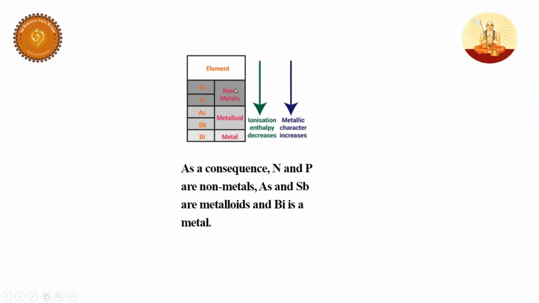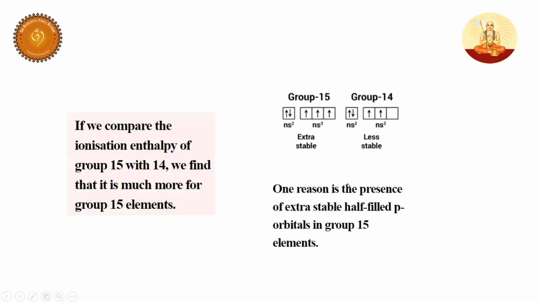So have a look here. Nitrogen and phosphorus are non-metals, whereas bismuth is a metal because of its low IP. Next, students, I already explained the electronic configuration for you. They are half filled, and because of this half filled electronic configuration, naturally they have some extra stability.